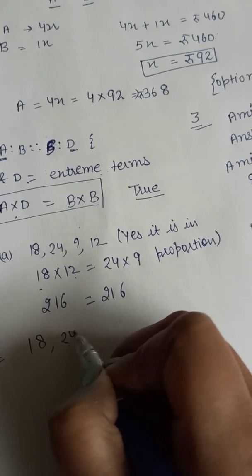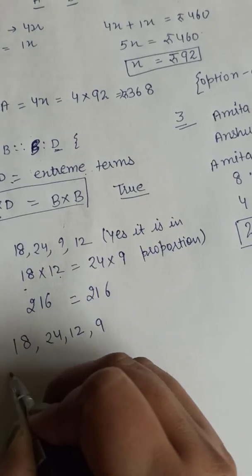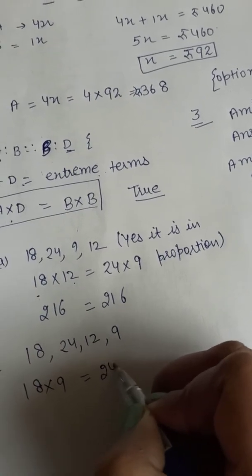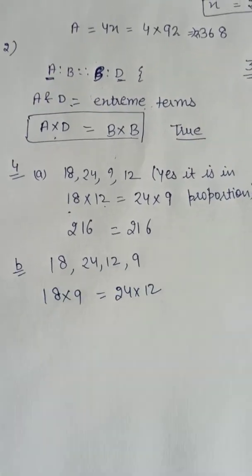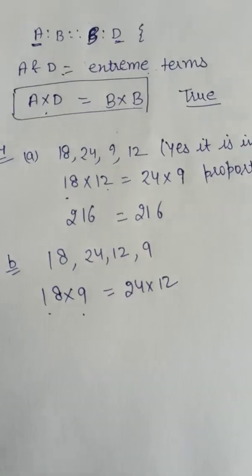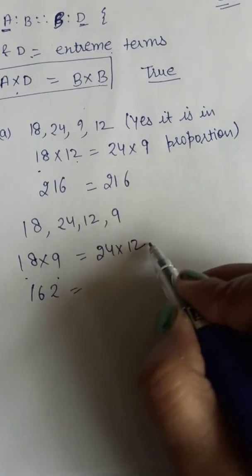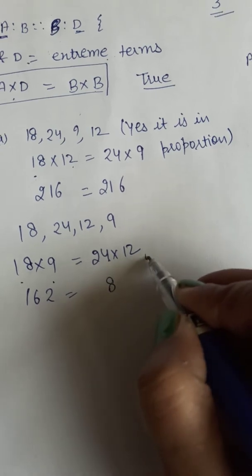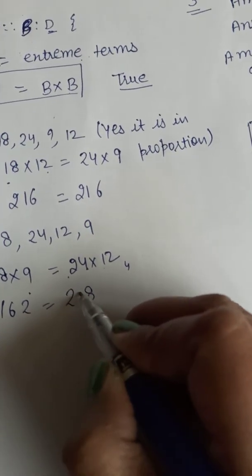18, 24, 12 and 9. So 18 multiply 9 equals 24 multiply 12, because we have to check the product of extremes and the product of middles. 18 9s are 162, and 12 4s are 48, 4 12s are 24, 24 plus 4 is 28.